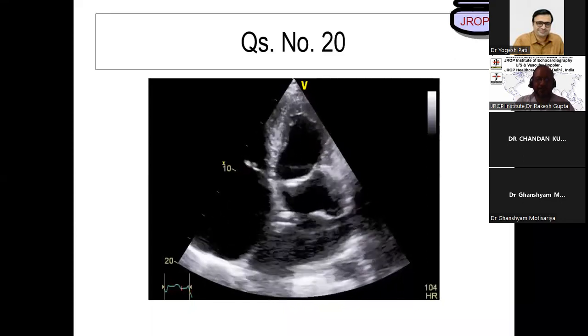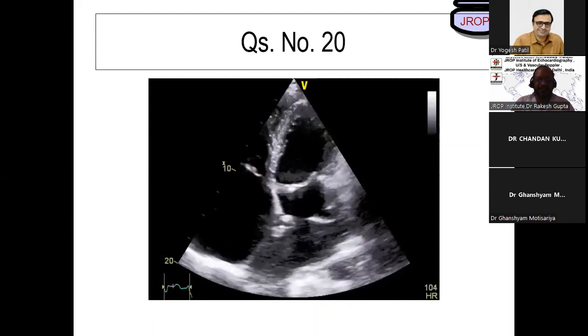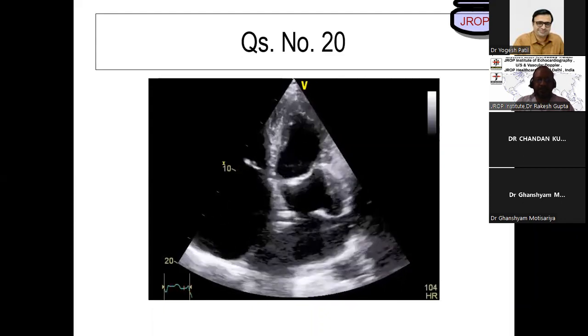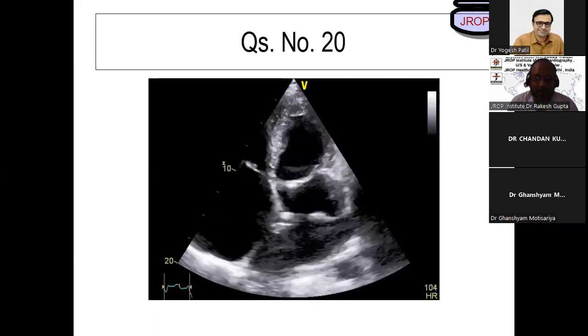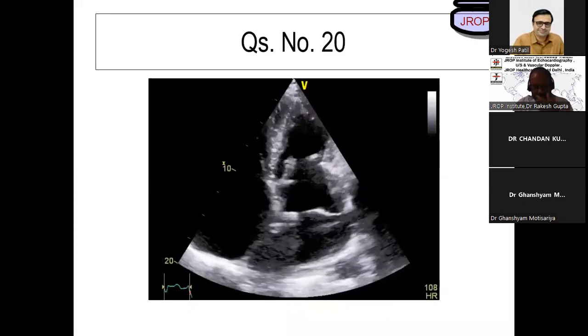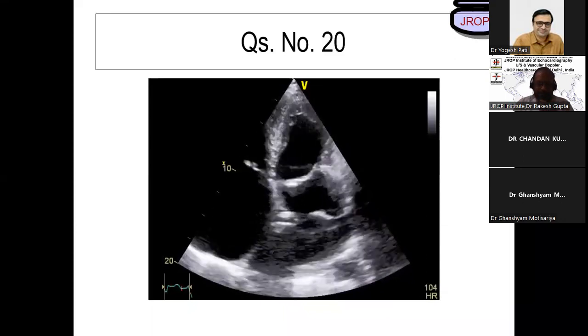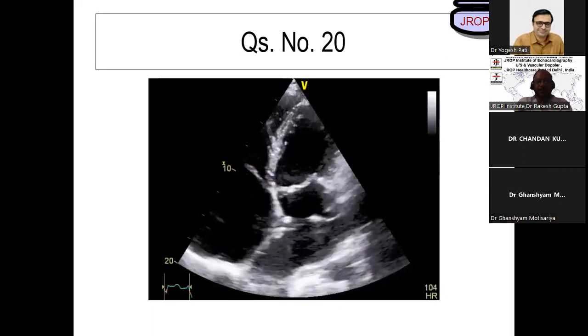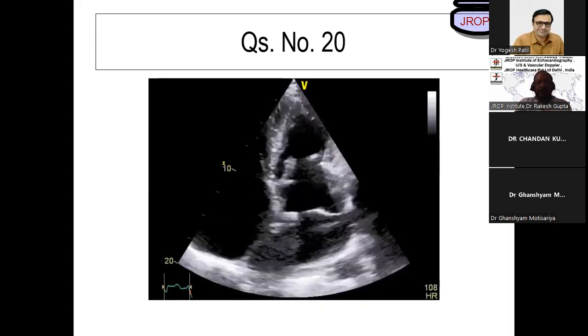So it's an apical four-chamber view. Perfect. Try, you can. Yes, sir. The chamber seen on the left side is the right atrium, and the valve is apically placed. Probably it is the tricuspid valve. Correct. It is dilated.